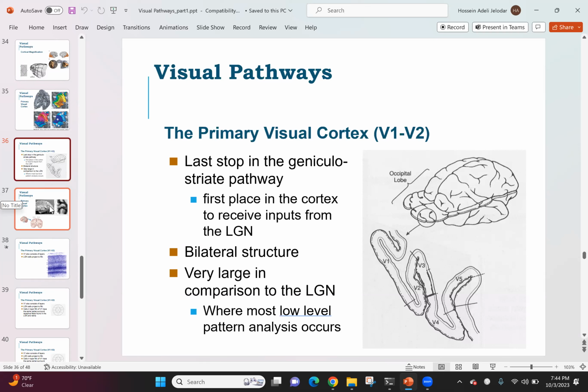But also in the brain, it didn't have to be like this. It could have been more jumbled.